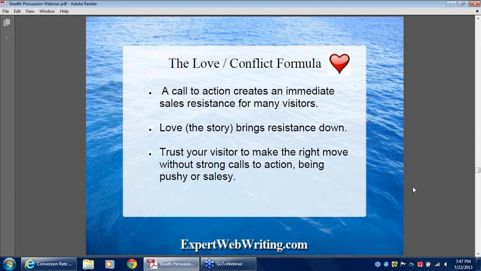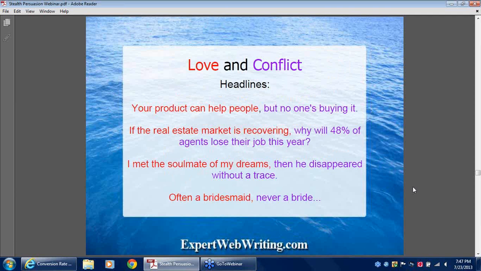I've color-coded the love and conflict without calls to action on here for certain headlines, and these can be blog posts, they can be article titles, they can be Facebook and Twitter updates, they can be headlines and sales copy, they can be anything. But look at some of the examples I had here. Your product can help people, but no one's buying it. If the real estate market is recovering, why will 48% of agents lose their job this year? That makes me want to learn more about the product or the information without being told to click here or click there. I met the soulmate of my dreams, then he disappeared without a trace.